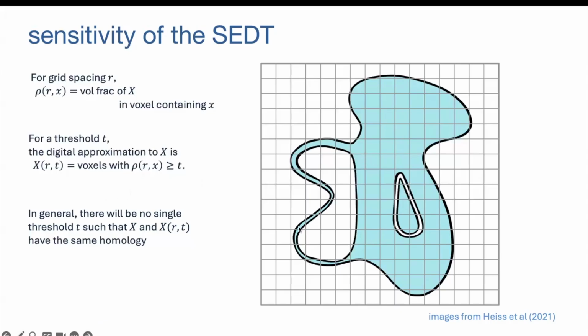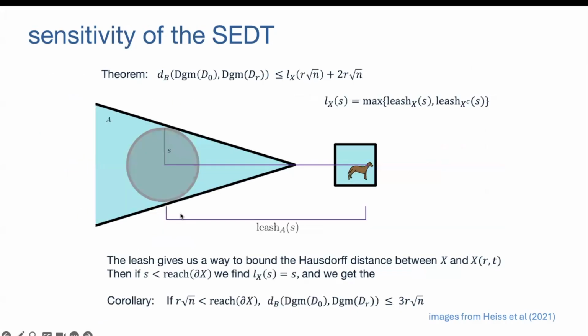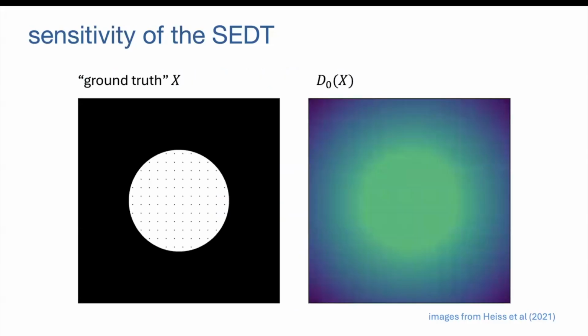But we're just going to explore how bad it can get. Teresa Heiss really led this analysis, and we derived some really nice bounds based on assumptions about the geometry of the object in terms of its reach, and this thing called the leash length, where S represents something about the pixel resolution.